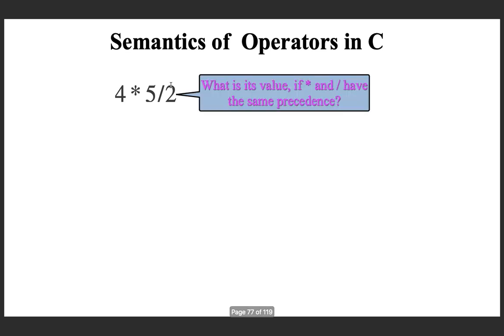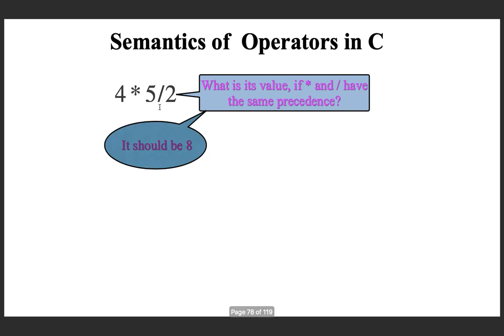Here assume that both multiplication and division have the same precedence. That is true. In the C programming language, multiplication and division have the same precedence. So now we are in a dilemma because both the operators have the same precedence. So anyone can be selected as the first one for execution.